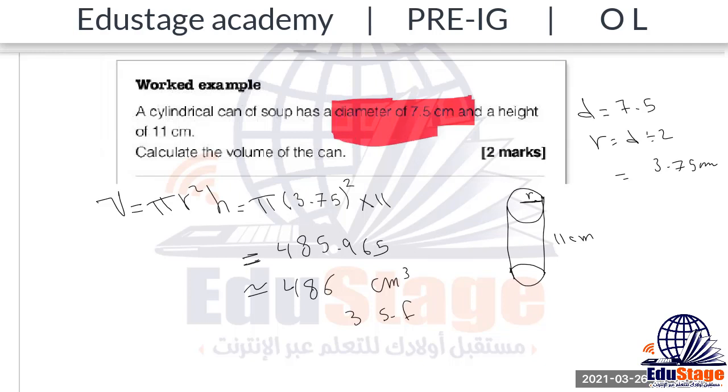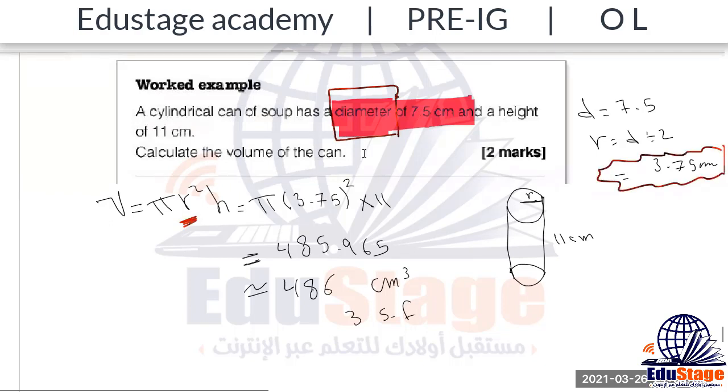Sir, no, I'm confused. Because here he said the diameter. Yes, sir. But here we need the radius. So you need to divide by 2 first. Oh, okay, sir. You understand? Yes, sir, I understood.